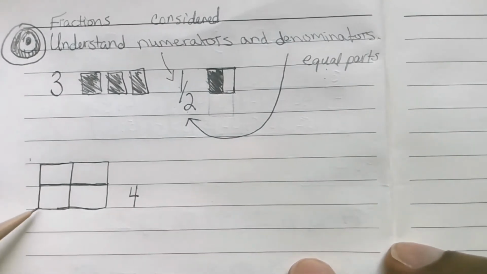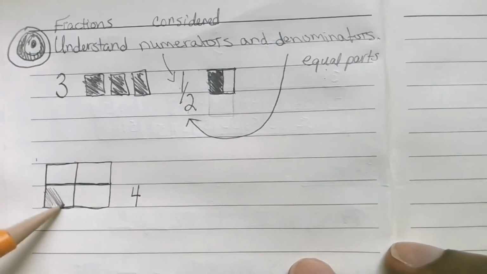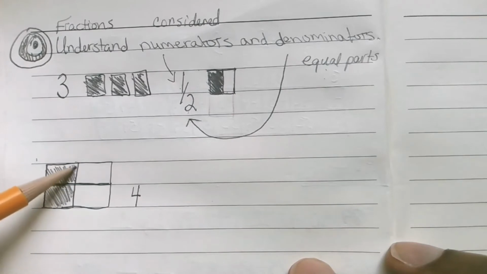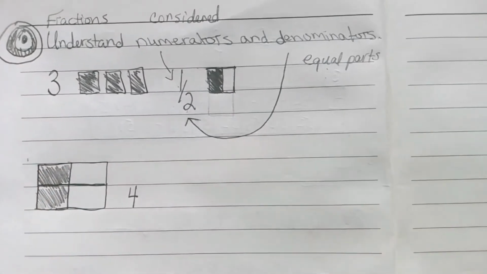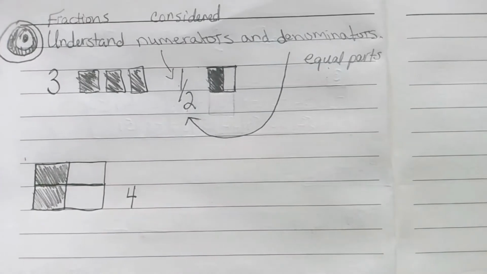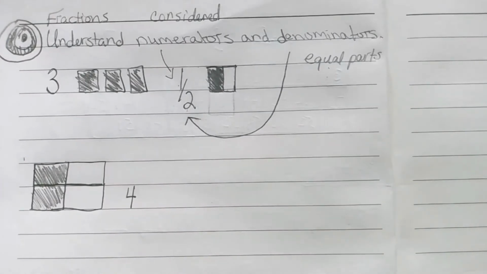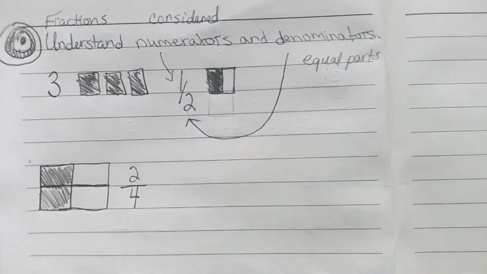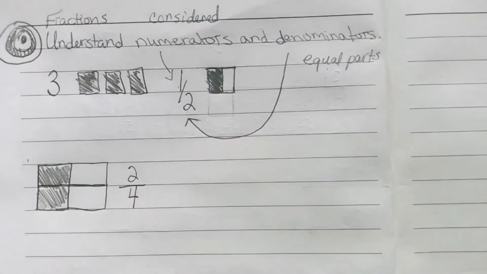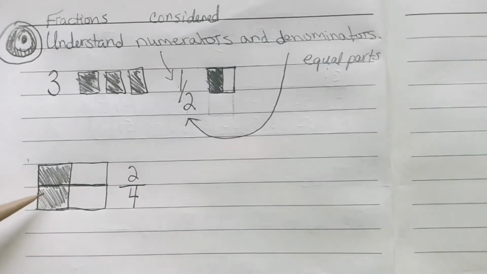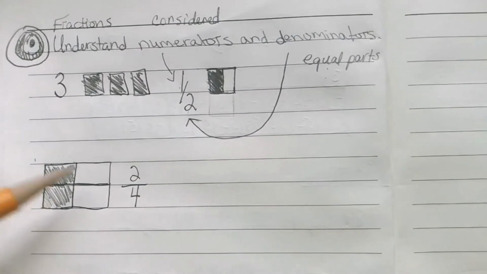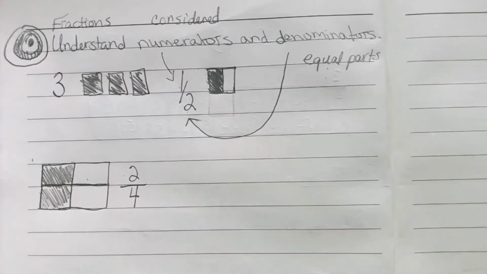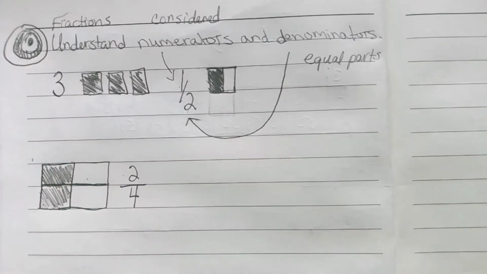Now, if I were to shade 2 of those parts, what would my numerator be? Okay. If you said 2, you are correct. So this fraction is showing me that 2 parts are being considered out of the total of 4 equal parts that are being shown. So it would be what we call 2/4.